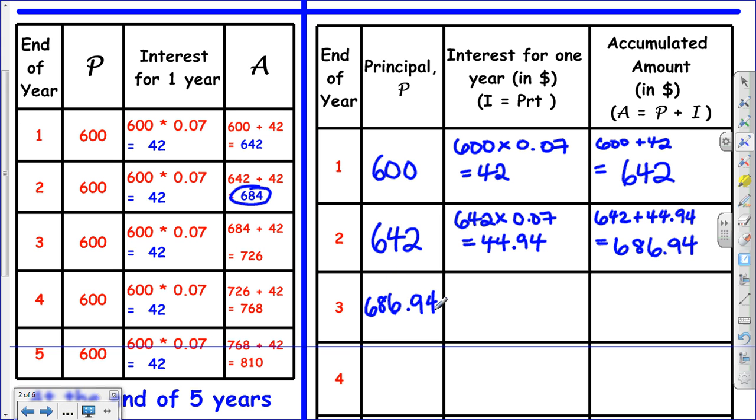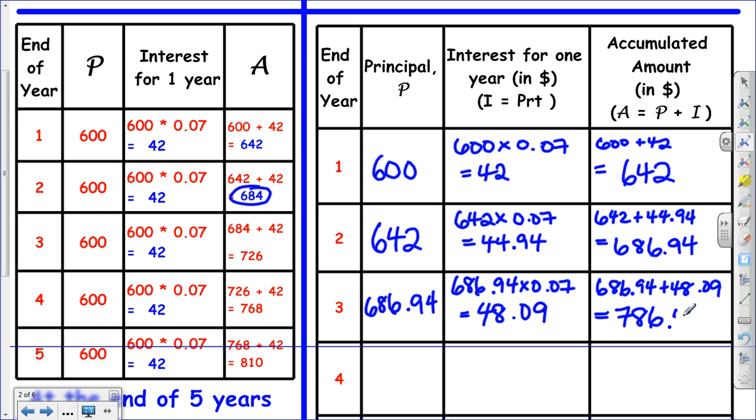The 686.94 becomes my new principal, because now I'm going to earn interest on that interest, and I get 686.94 times 7% for year 3 for a total of $48.09. You can see already that every year, because you're earning interest on more money, your interest is increasing. So 42, 44, 48, and then we add 686.94 to the interest for a total of 786.48. These decimals are more than 2 decimal places, but I've made sure to round them accurately to 2 decimal places because it's money, and you should do the same.